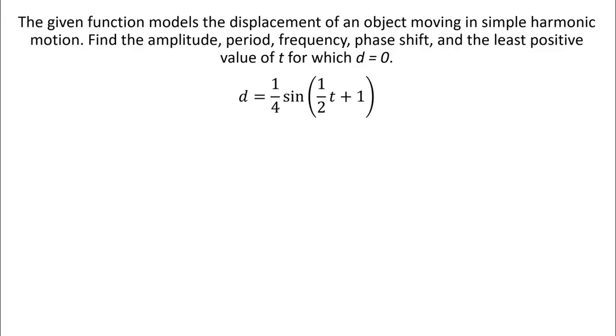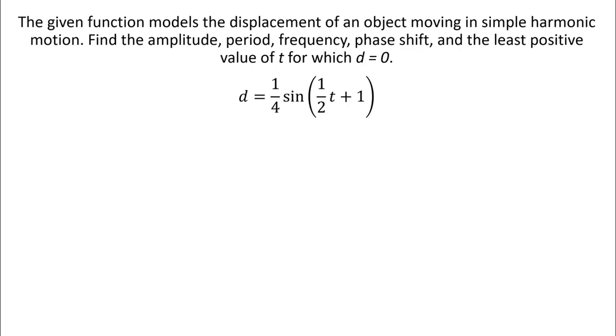Let's take a look at this example. The given function models the displacement of an object moving in simple harmonic motion. So this is a simple harmonic motion problem. We need to find the amplitude, the period, the frequency, the phase shift, and the least positive value of t for which d equals 0.